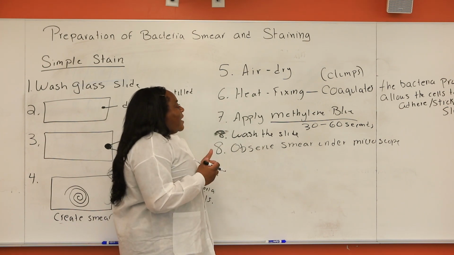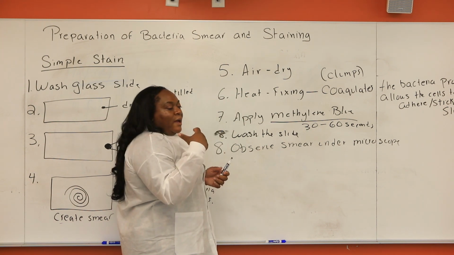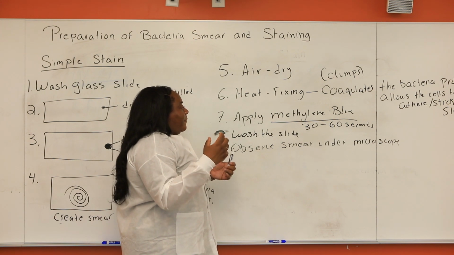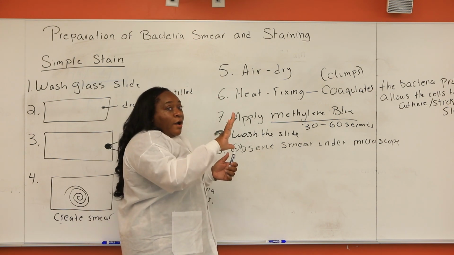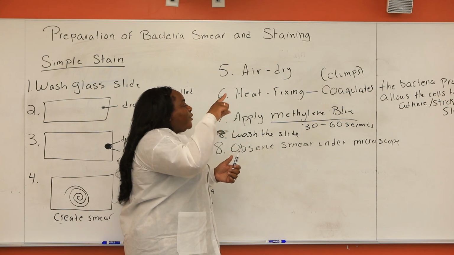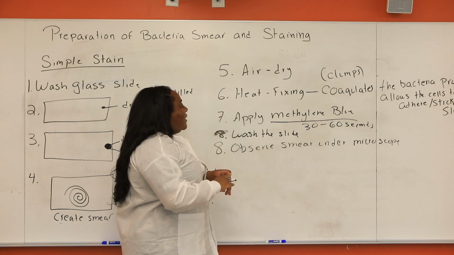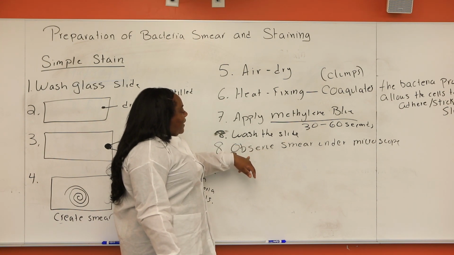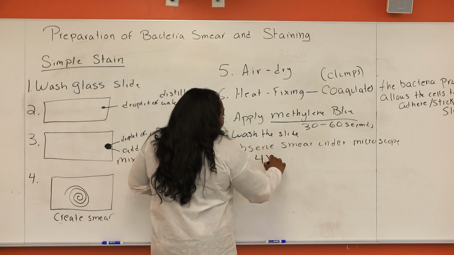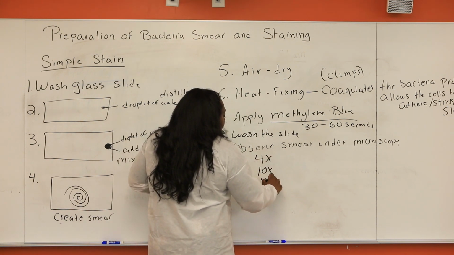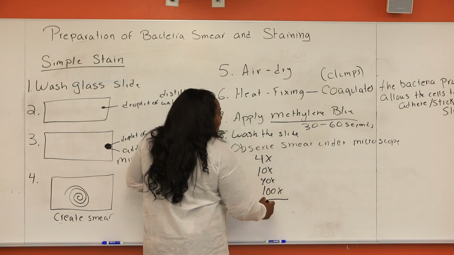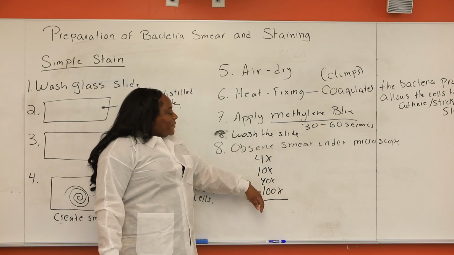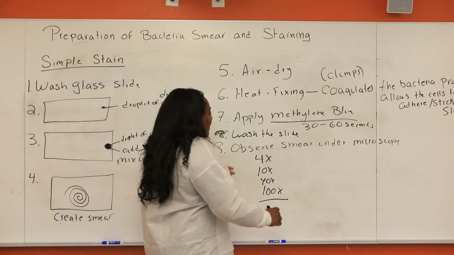And what you should see after you're done rinsing and blotting is the bacteria smear. What I mean by blotting is taking bibulous paper or lens paper and blotting around the smear, not on the smear because you don't want to disrupt it, to remove any excess moisture. After all of this, you should see your smear, and the last step is to observe the smear under the microscope, right? You would start off with 4 times, 10 times, then go to 40, and end at 100 times, the 100 times objective lens, which is also known as the oil immersion lens.